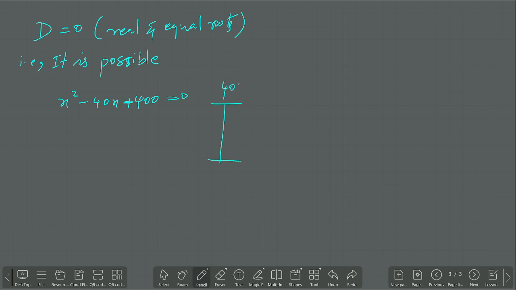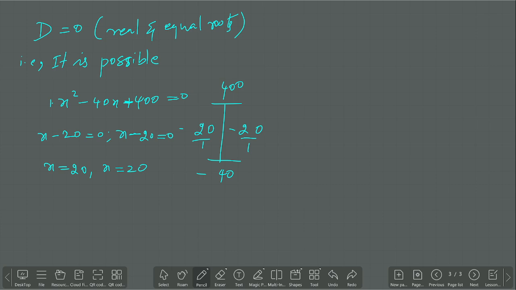What I want to get is 400 when you multiply, and when I add, minus 40. By looking itself we can say 20 and 20 give 400. When I add, if I want to get minus 40, you give minus for both. Minus into minus is plus when you multiply, and when you add you get minus. The coefficient is also 1, so dividing by 1 makes no change. So x minus 20 equal to 0, and x minus 20 equal to 0, then x equal to 20 and x equal to 20. Both are possible.